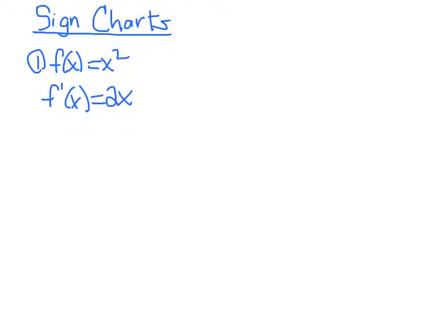In the last video, we talked about how to find critical points, and that would be by taking the derivative and setting it equal to 0. What I'm going to show you now is how to expand upon that and do what we call a sign chart, and it will help us determine a lot of other things as well.